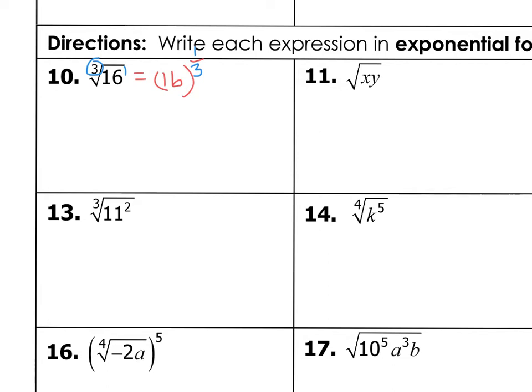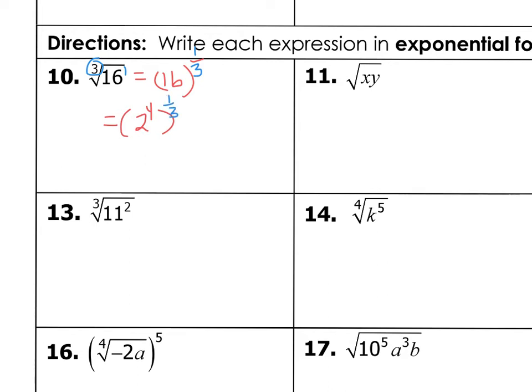But I want you to get in the habit of taking this base, and if it can be prime factored and written in exponential form, you need to do so. So in other words, if you prime factor 16, you should have 4 2's. So 16 prime factors into 2 to the 4th. And currently that 16, which is 2 to the 4th, is raised to the 1/3 power.